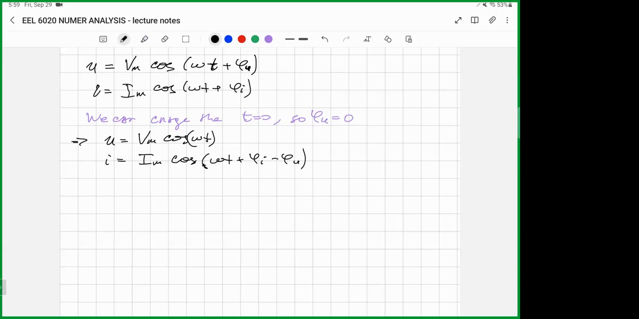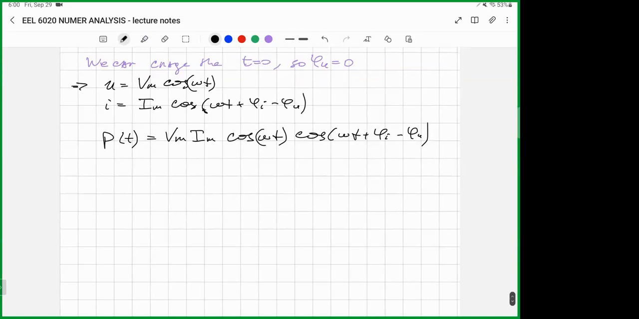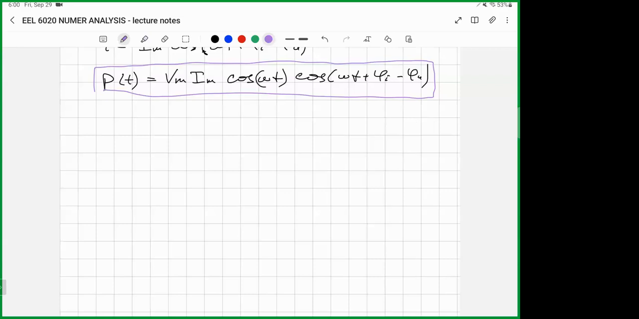Okay, so now let us find the instantaneous power. It is voltage max, current max, cosine omega t, cosine omega t plus phi I minus phi u. Okay, so this is our working formula for now, the instantaneous power in the general case for the harmonic current and harmonic voltage. Now let us consider one particular example when the phases are equal. So if the phase of the current is equal to the phase of the voltage, their difference is zero.